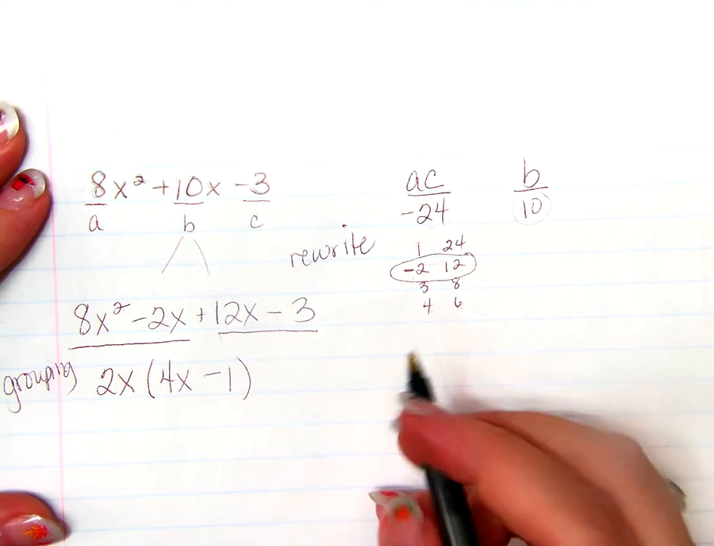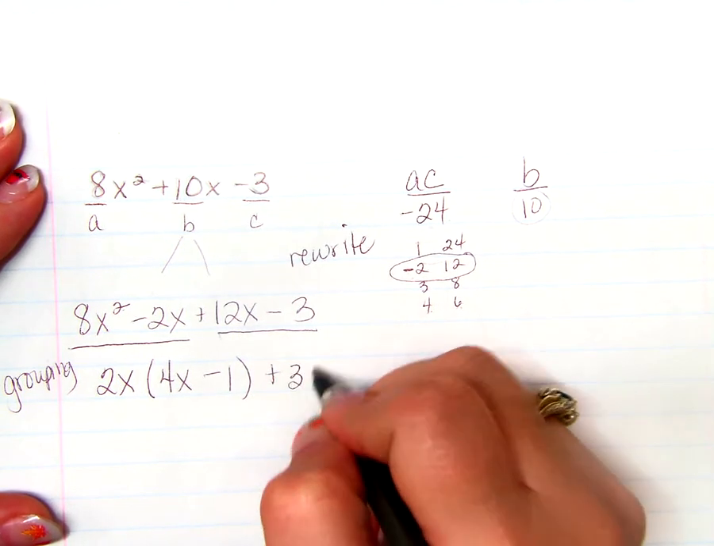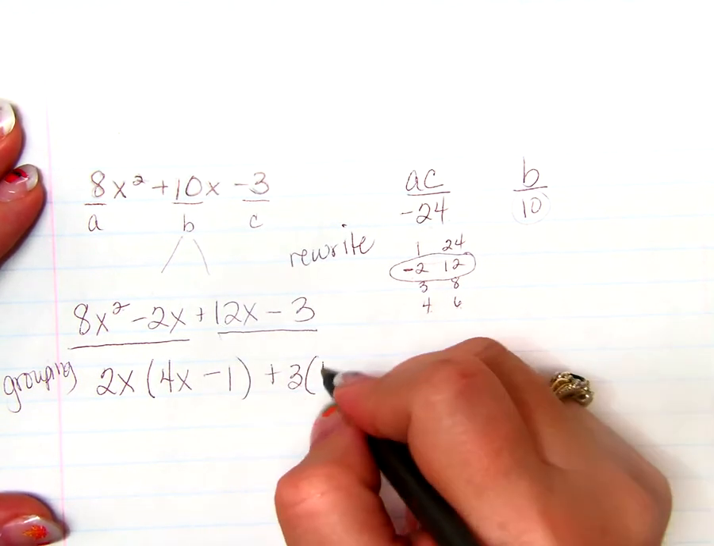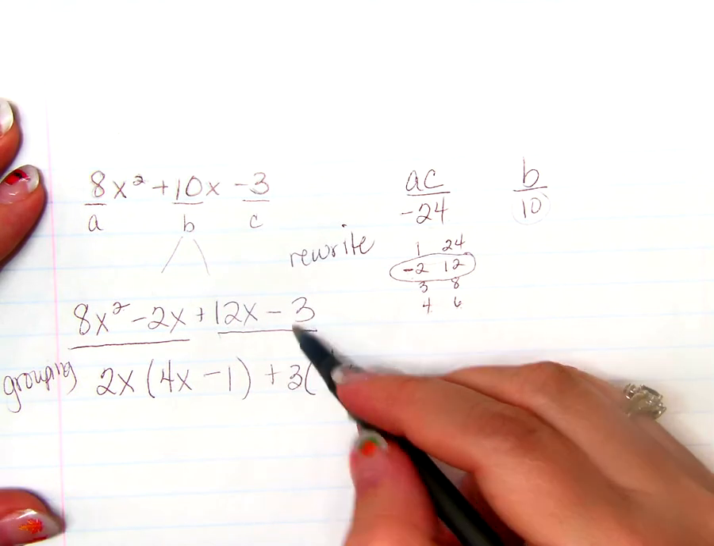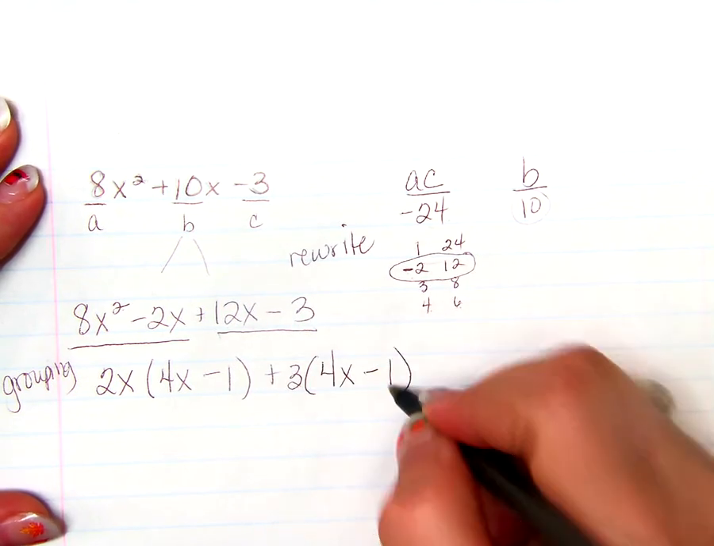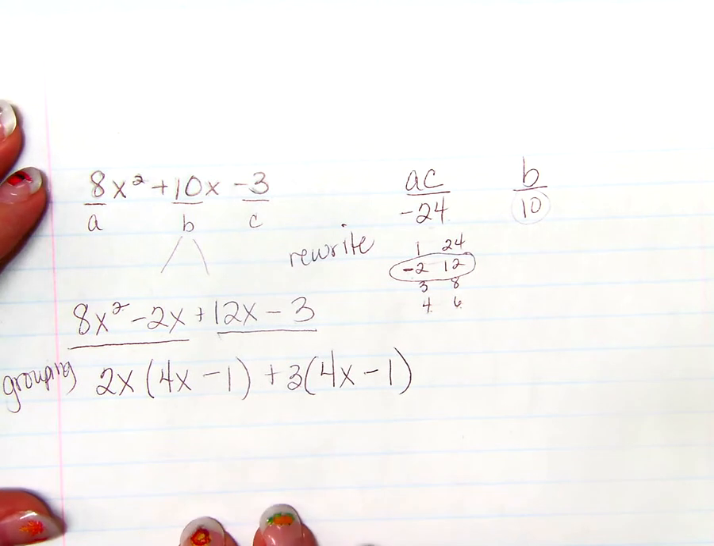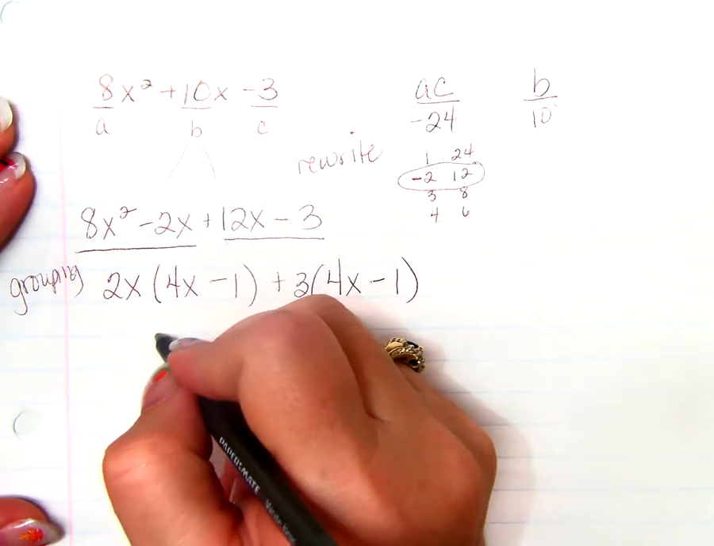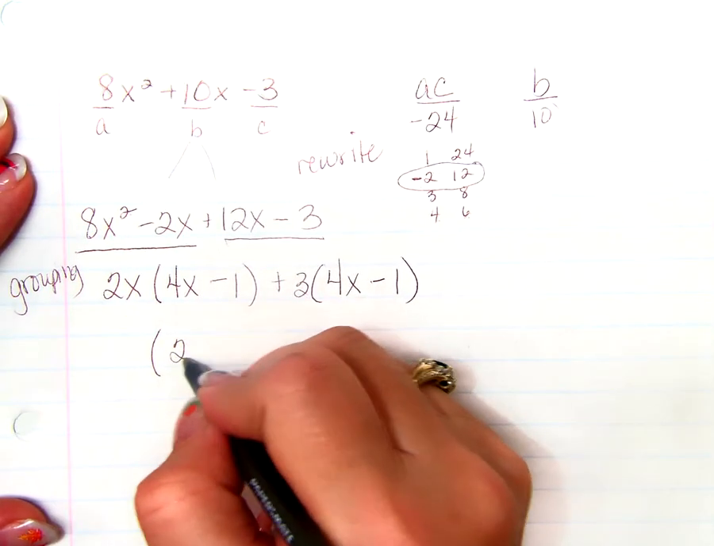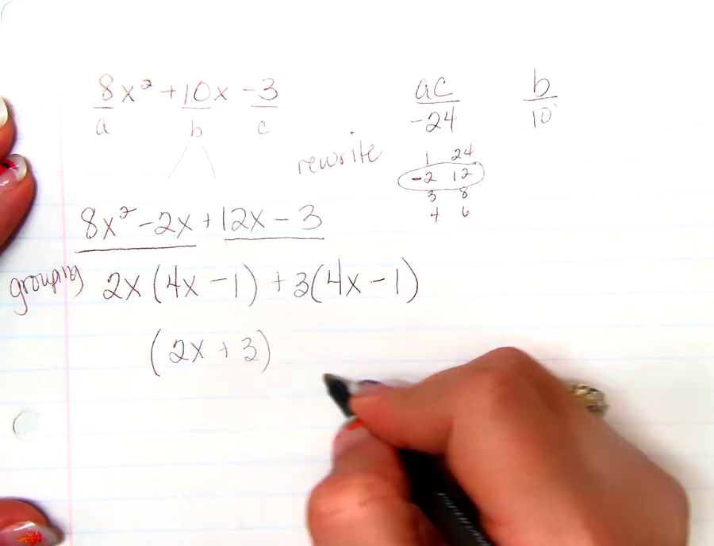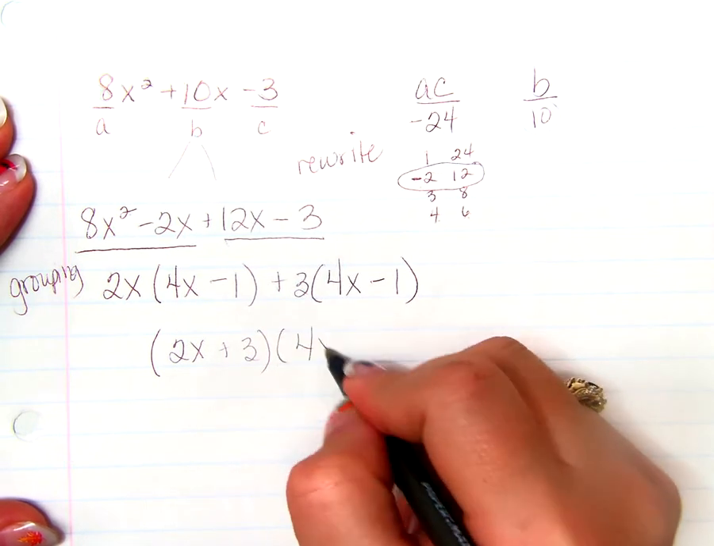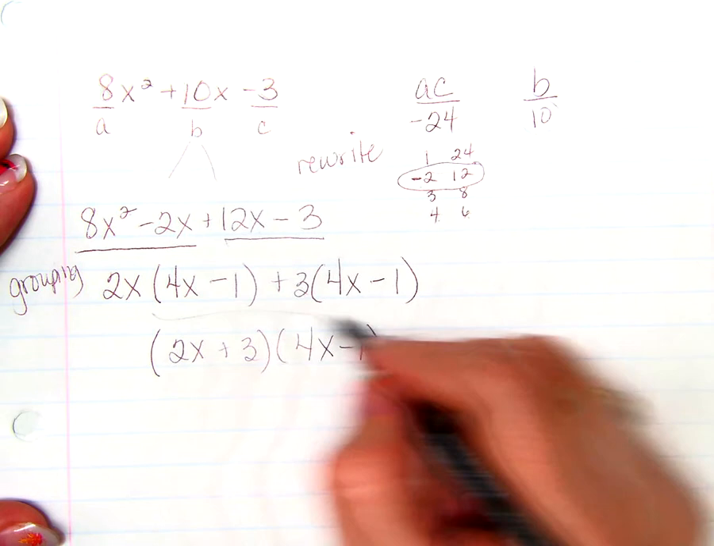Both of these numbers are divisible by a 3. What's left? 4x. 12x divided by 3 is 4x. And 3 divided by 3 is 1. Are both parentheses the same? Yes. So my last step, I factored a 2x out of the first two terms, factored a 3 out of the second two sets of terms, and the 4x minus 1 is what they had in common.